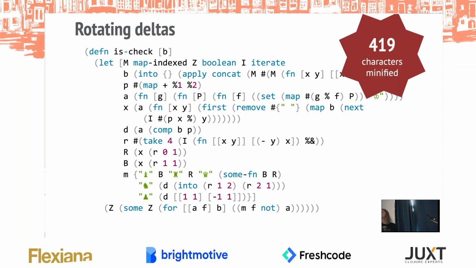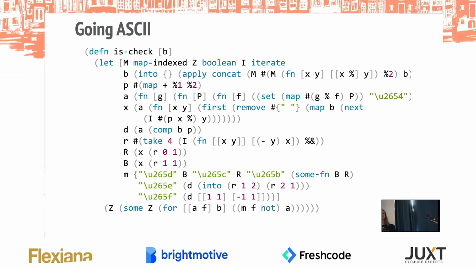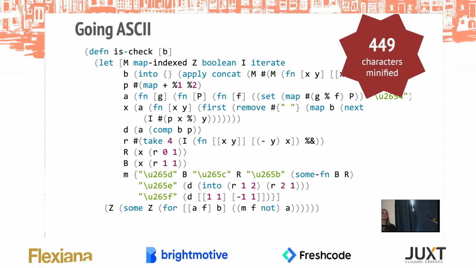Next thing, we're going to step back and drop the Unicode, and we'll be all ASCII. Unfortunately, it's longer, but now this code has the property of being all ASCII, which will come in useful later.